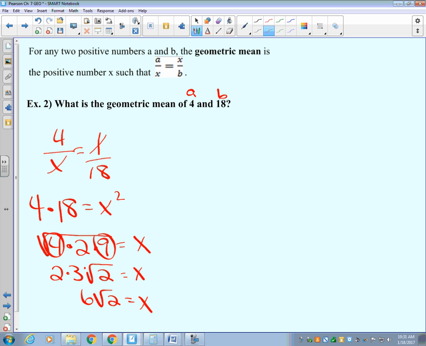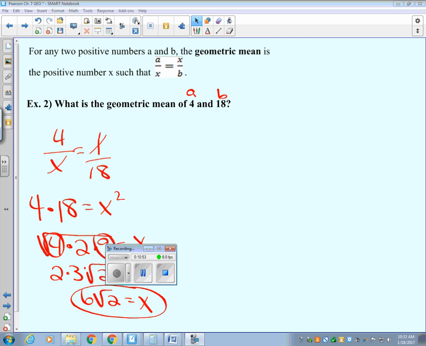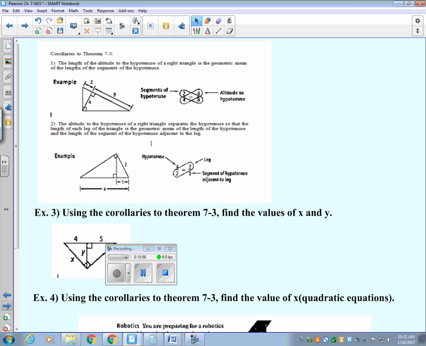For this section, we are going to write our answers in exact form. So there was no need for me to bust out my calculator here because I knew how to do this. I can do 2 times 3 without a calculator. So the geometric mean between 4 and 18 is 6 times the square root of 2. So this is us remembering that when we take the square root, we have to take the square root of x squared to solve for x. Any questions on this? Okay, so let's see how that applies here.